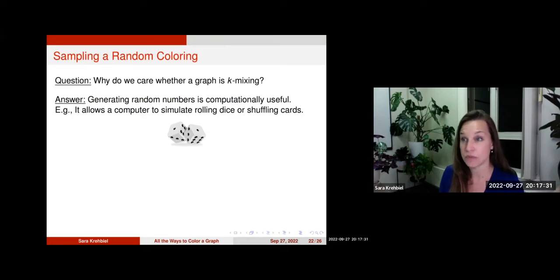And even if it's just because you like to play games on the computer, generating random numbers allows a computer to simulate rolling dice. So you can play a fair game the way rolling dice would be a fair game, or maybe shuffling cards if you're playing a card game.